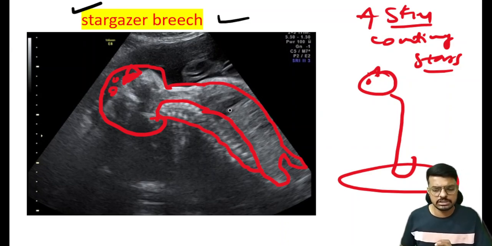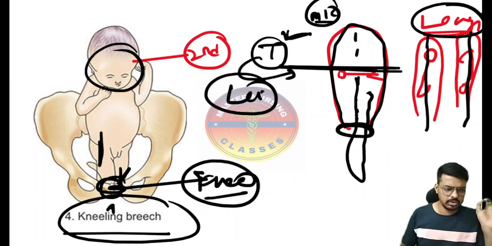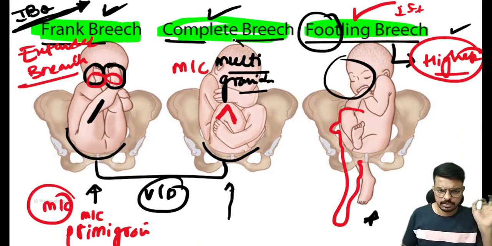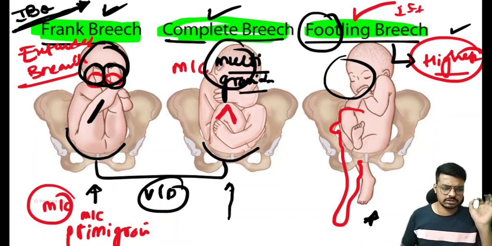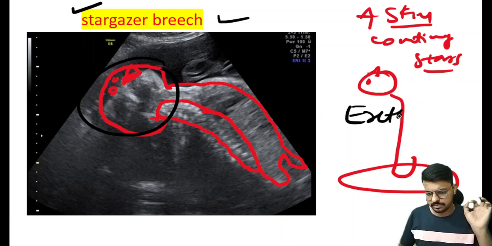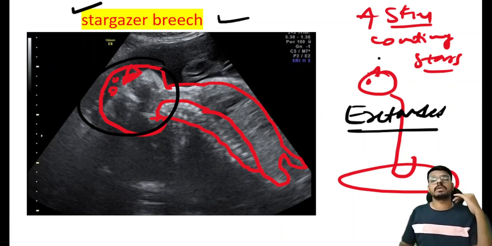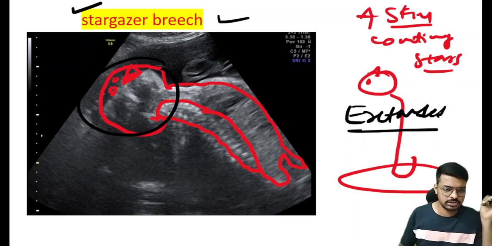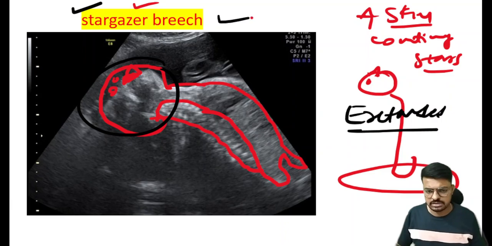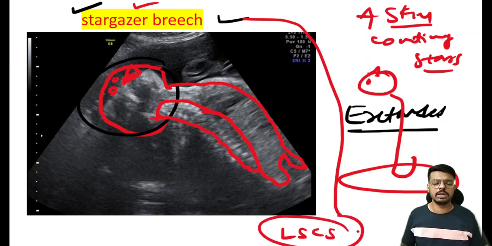In all kinds of breech presentation, look at this one, the head is flexed. Look at the complete breech, the head is flexed. Frank breech, the head is flexed. But here the head is extended, which looks like counting the stars in the sky. So that is what you call the stargaze breech, and this clearly indicates not to do any vaginal delivery. Directly go for the lower segment cesarean section. This is the clear indication for the LSCS.